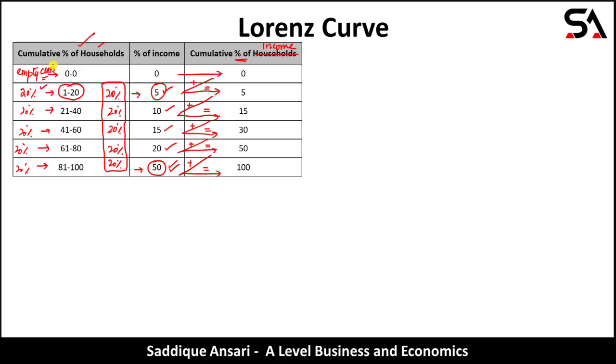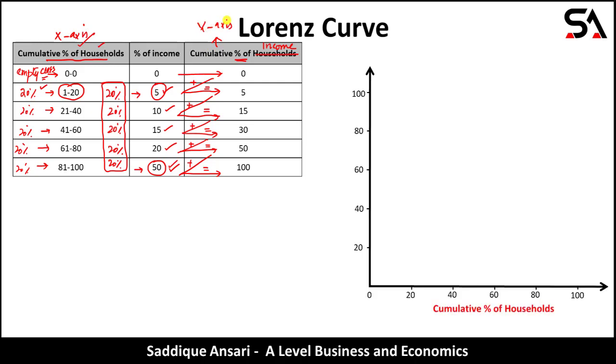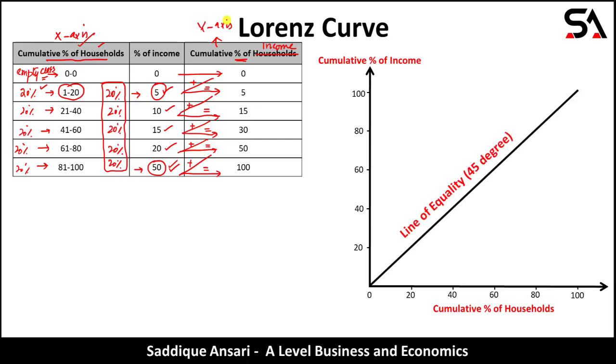Now we have to plot cumulative percentage of households on the x-axis and cumulative percentage of income on the y-axis. In order to draw the Lorenz curve, we'll plot this graph, but for comparison, we need a 45-degree line, which is called the line of equality. So first of all, we'll draw the 45-degree line. This is called the line of equality. The line of equality shows this ideal condition when everyone in the country has equal distribution of income. So income is equally distributed in the country. So the lowest 20% have 20% of the income.